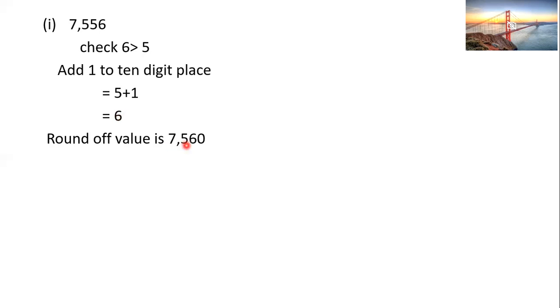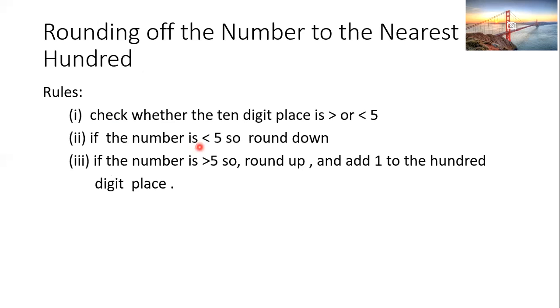7,500. So next you can change the 10's place value. What will change? 6, 60 right now. So in the one's place, you have to put the value 0. So 7,560 is the nearest tens place value right now. Okay. Next, you can go to rounding the number to the nearest 100 place.